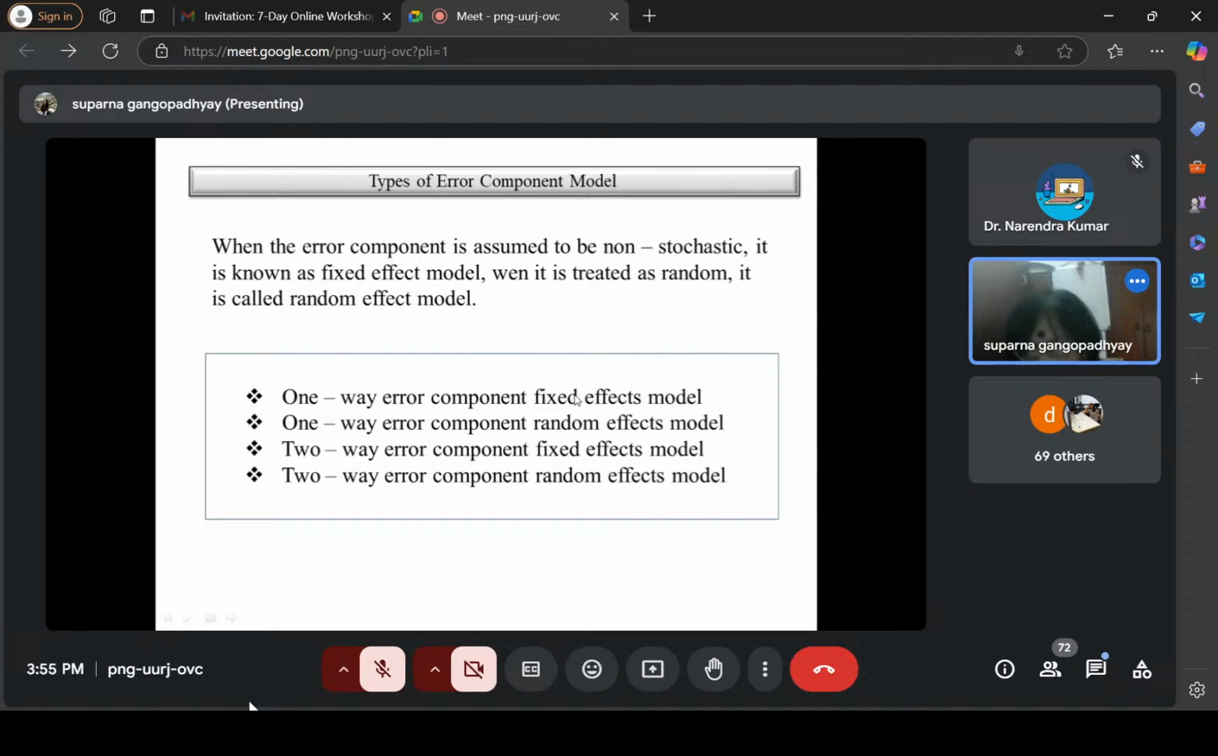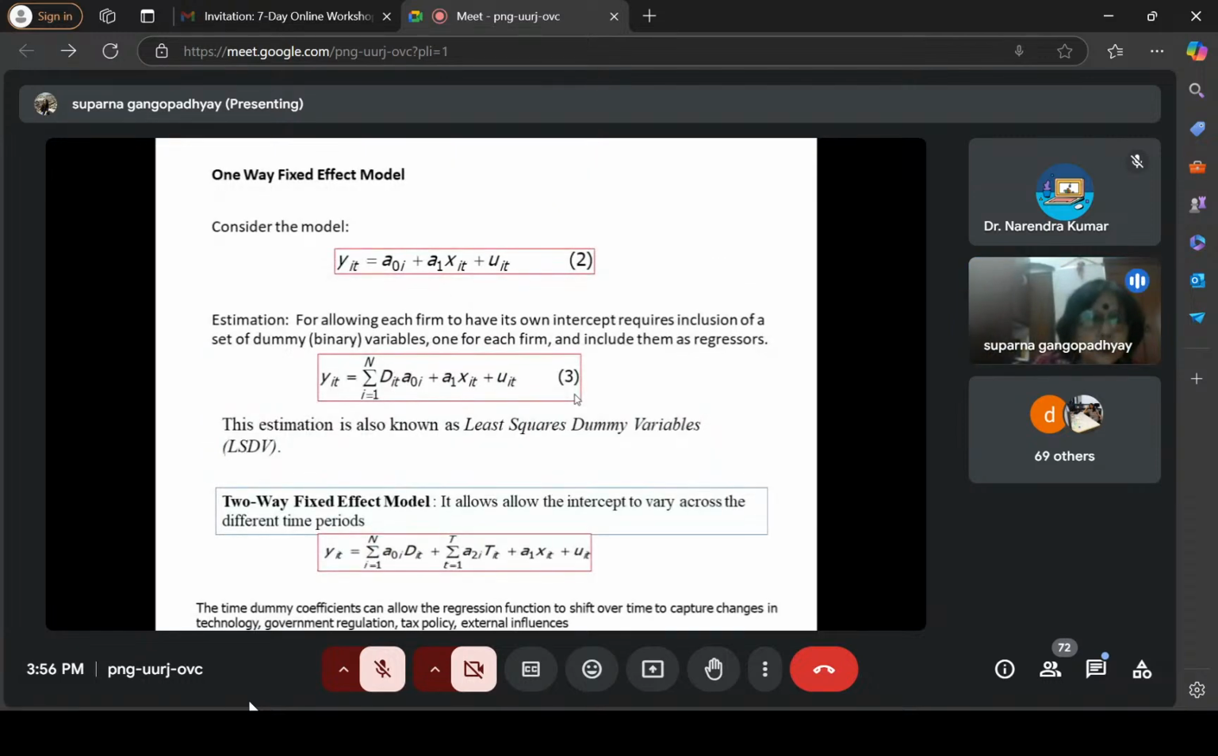In the random effect model, what is happening? All errors are combined into the random disturbances. Random disturbances means stochasticity. Clear? Okay. Let me now move on. I will give you the example also. Fixed effect model.